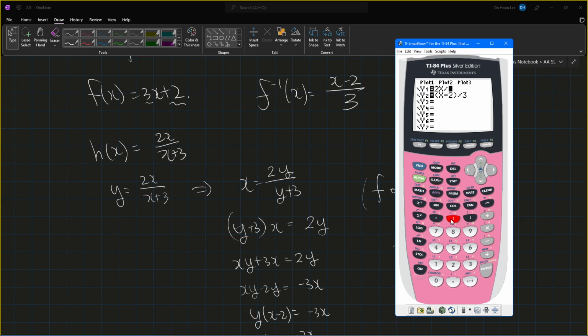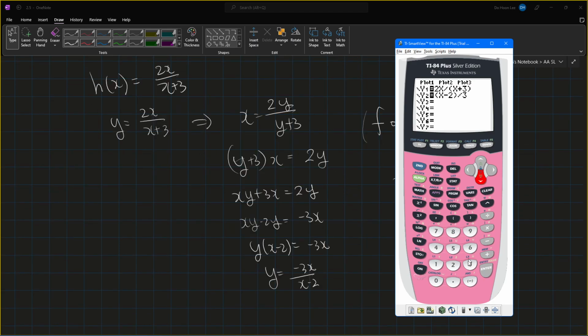2x divided by x plus 3, and then negative 3x divided by x minus 2. Do you notice something? Yes, they're reflective to each other. Over what line though? It is reflective over y equals x.